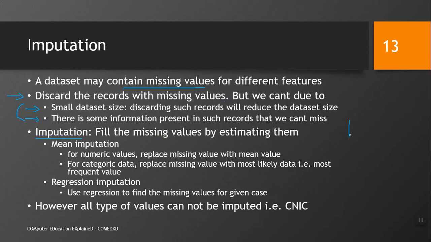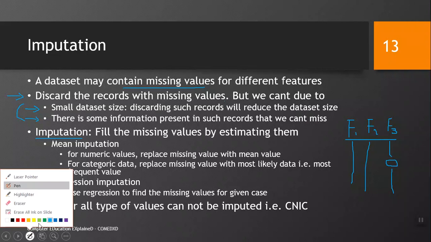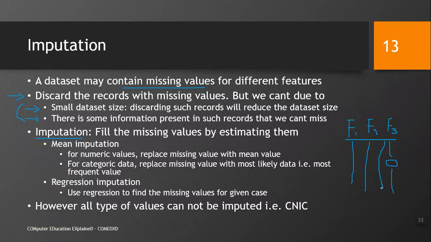If here is, for example, the feature 1 column, and let us say that this is the feature 2 column, and this is the feature 3 column, right, and in this case let us say this value is missing. So what we will do, we will take the average of all other values of this feature and find its mean. The mean would be plugged here. It is mean imputation.